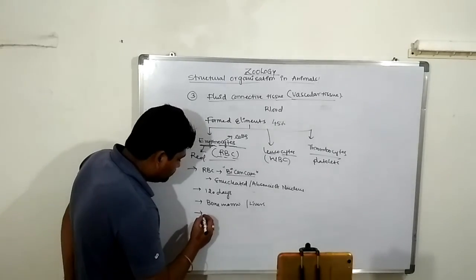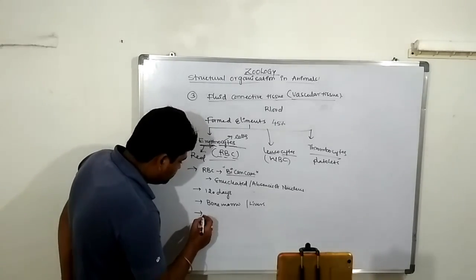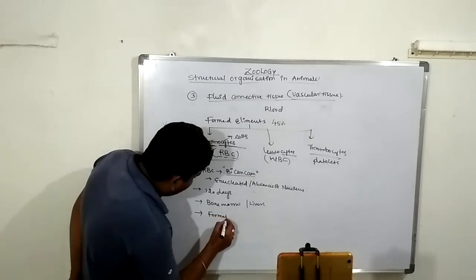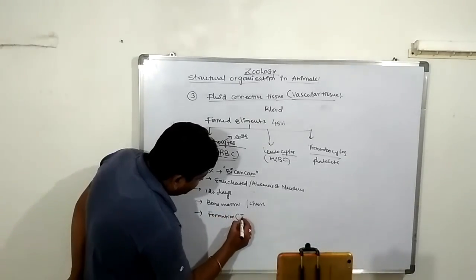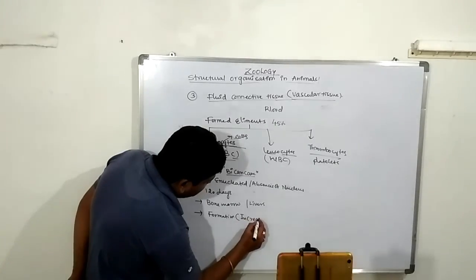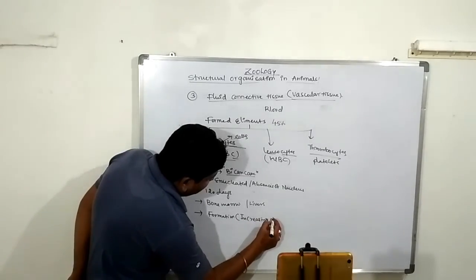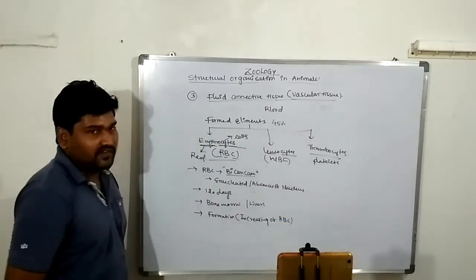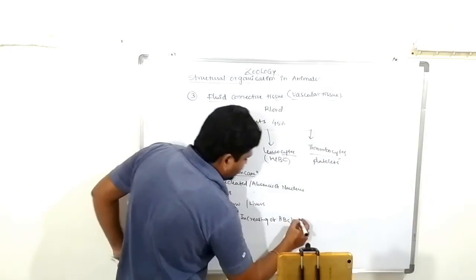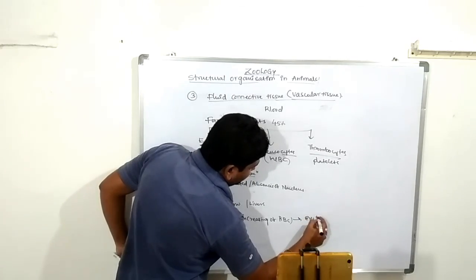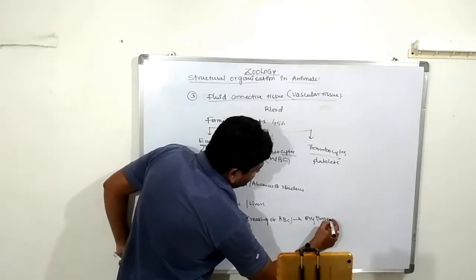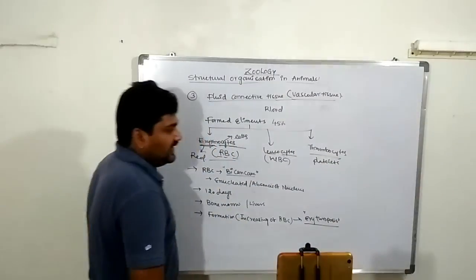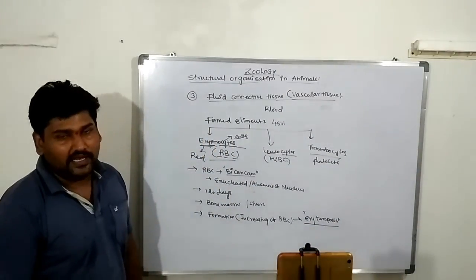So the formation, that is, the increase of RBC, is known as erythropoiesis. What is erythropoiesis? The formation of RBC, that is, the increase of red blood cells. The increase of red blood cells is known as erythropoiesis.